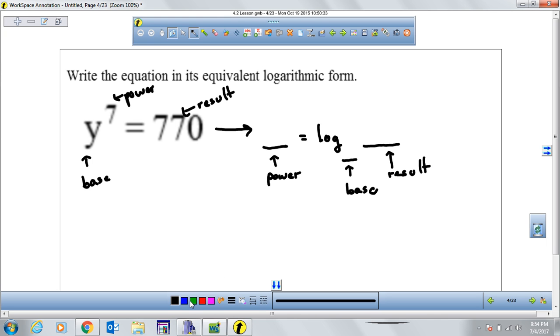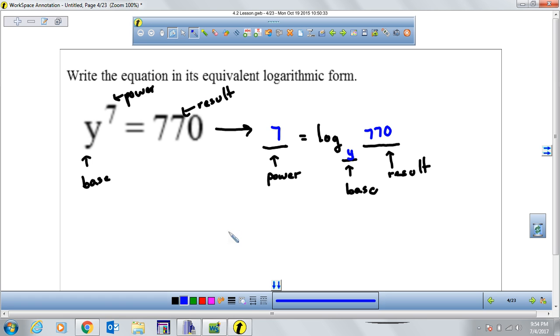So this in logarithmic form is going to be the power, which is 7, equals the log base y of 770. The base is the y, the result is 770. So we read this the following way: when I raise the y to some power, it equals this result of 770, and that power is 7. That's what it tells me on the original equation.